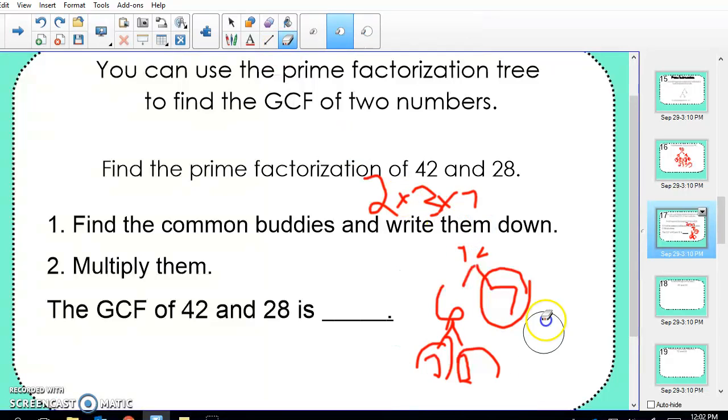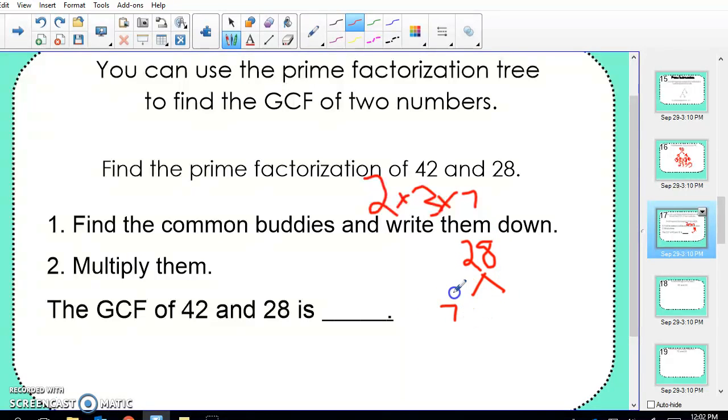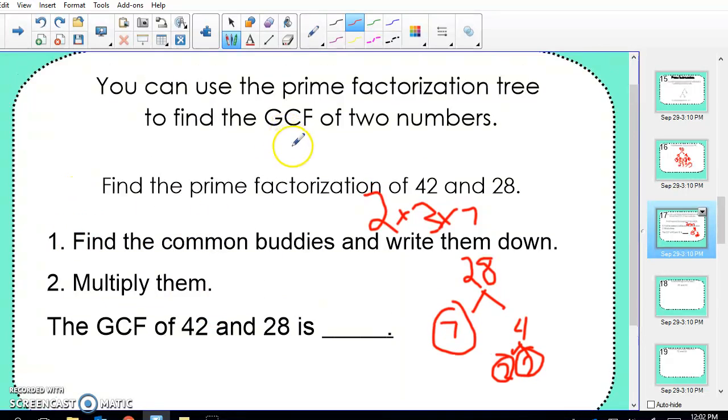So now we need to find the prime factorization of 28. Well, for 28, what can come out of 28? I know 7 and 4 can both come out of 28. 7 is prime, 7 times 4 is 28, and 2 times 2 is 4. So now I have all my prime numbers, okay? So the first step in finding the GCF through the tree method is to find your prime factorization for each. So 2 times 3 times 7 gives me 42, and 2 times 2 times 7 gives me 28.